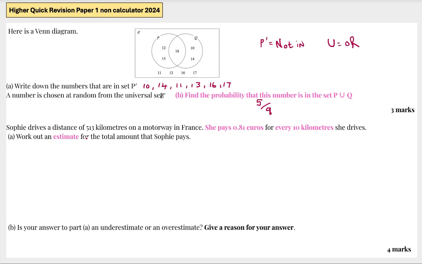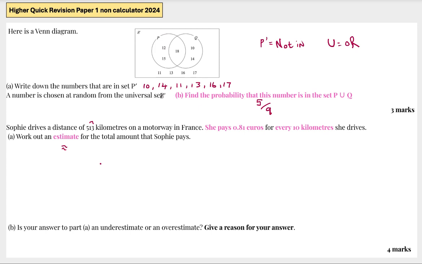Sophie drives a distance of 530 kilometres on a motorway in France. She pays 0.1 euros for every 10 kilometres she drives. Work out an estimate for the total amount that Sophie pays. Now this is key. I should have highlighted that, but I didn't. I'll pop that there. So an estimate is followed by this sign that looks like so. So that's what we're going to do first.